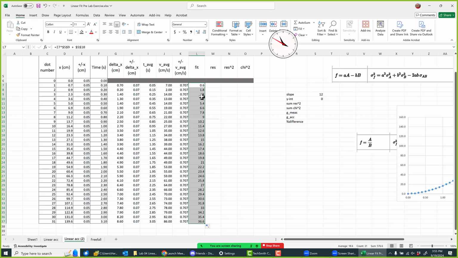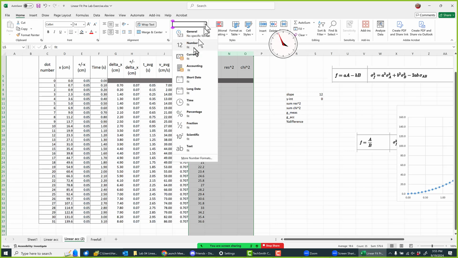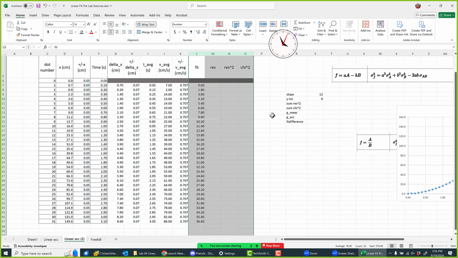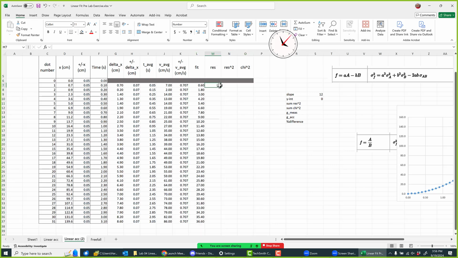In fact, I see I'm going to have to format all these things. So I'm just going to do all of them at once. What I did is I put the cursor up here on the letters and dragged it across. So then this equals data minus fit. Ooh, so that's really off. Maybe, we'll see. Data minus the fit. Enter. Then this equals this squared.